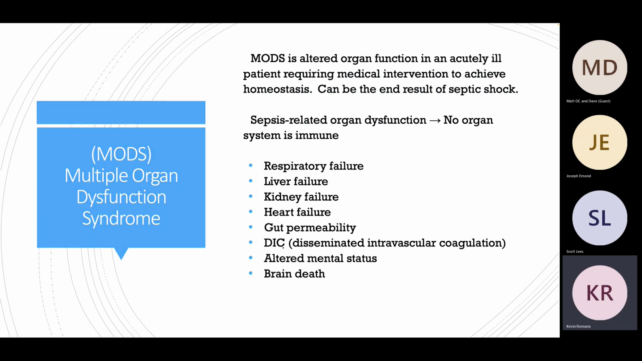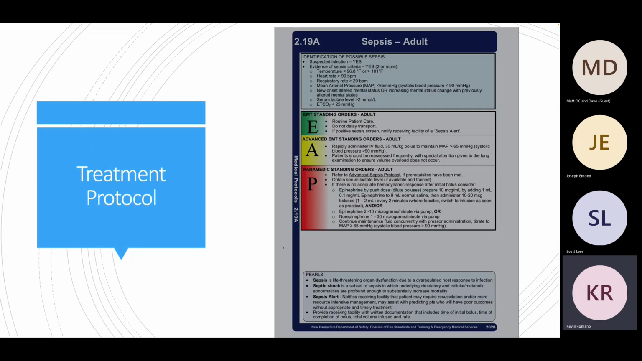Then we have MODS, which is multiple organ dysfunction syndrome, where we see respiratory, liver, kidney, and heart failure, gut permeability, DIC, disseminated intravascular coagulation, brain death, and altered mental status, right? Sepsis-related organ dysfunction: no organ system is immune to any of this. So any of this can happen.